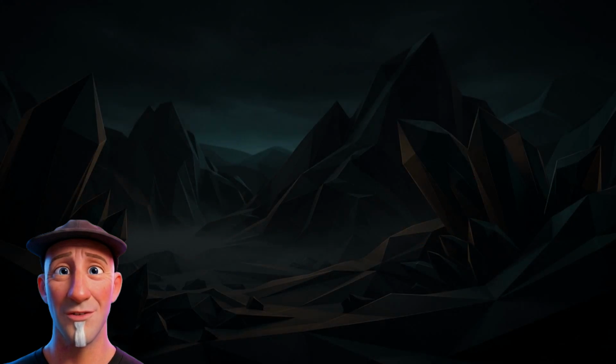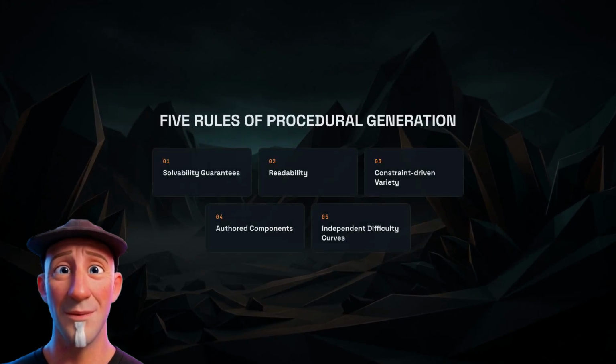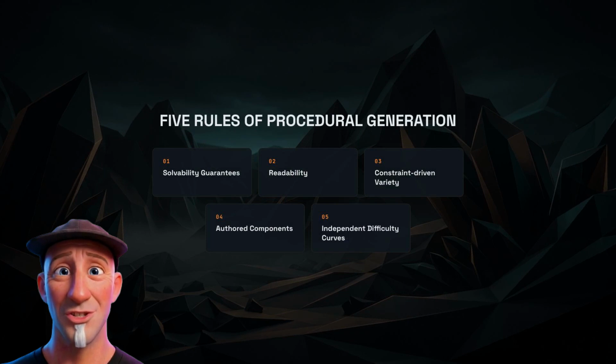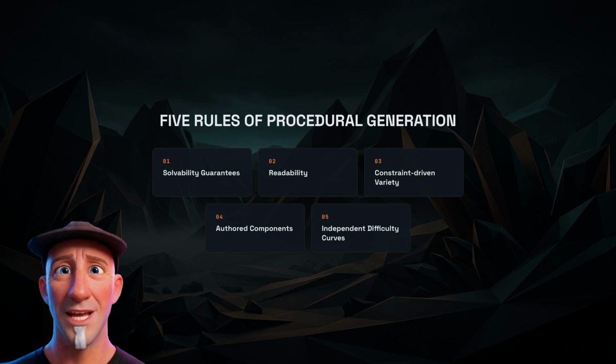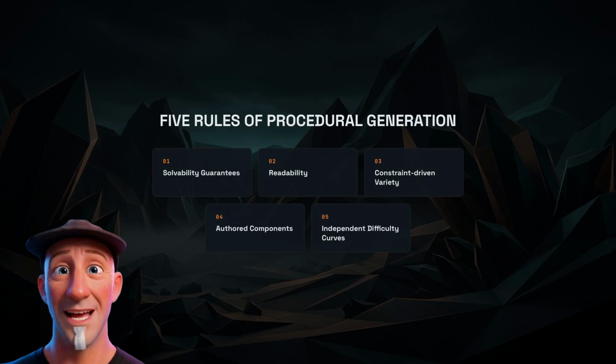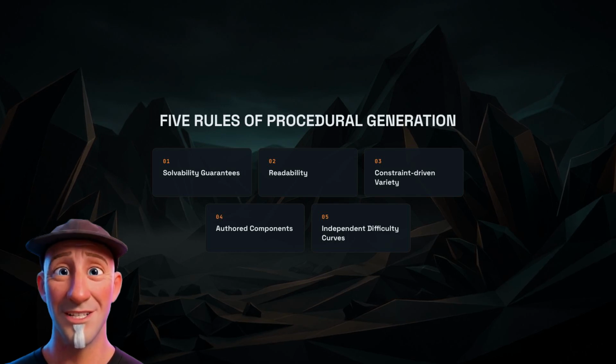So those are the 5 rules. Solvability guarantees, so every level is completable. Readability, so players can pass generated content instantly. Constraint-driven variety, so the output is interesting, not just unique. Authored components in random structures, so you retain quality control while gaining variety. And independent difficulty curves, so the challenge escalates on your terms. If you're building anything procedural, levels, loot, quests, enemies, entire worlds, these 5 rules separate content players remember from oatmeal, they forget by the next run.